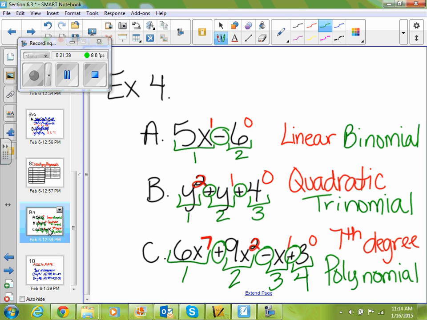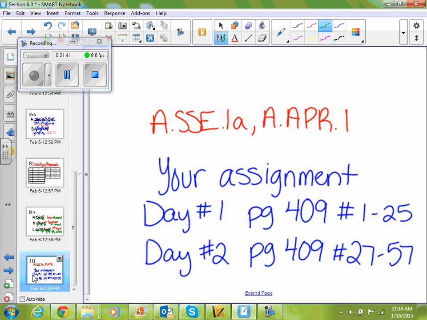Those are the things that you guys are going to be doing on your assignment today. We are working on this today and tomorrow. You are working through page 409, 1 through 57, except not 26. Notice that there's a gap. Your goal today should be to get through 1 through 25. If you get through 1 through 25, then keep going so that tomorrow you will make sure you finish in class.